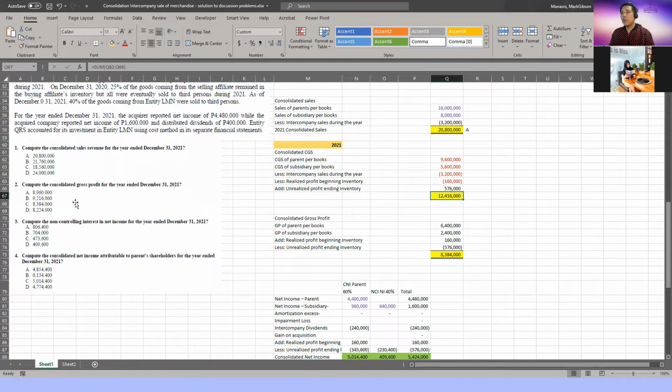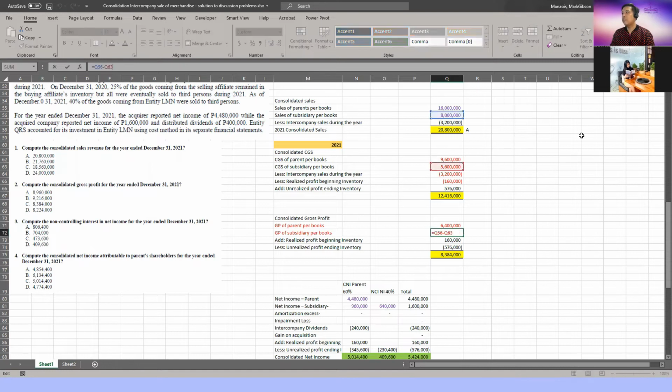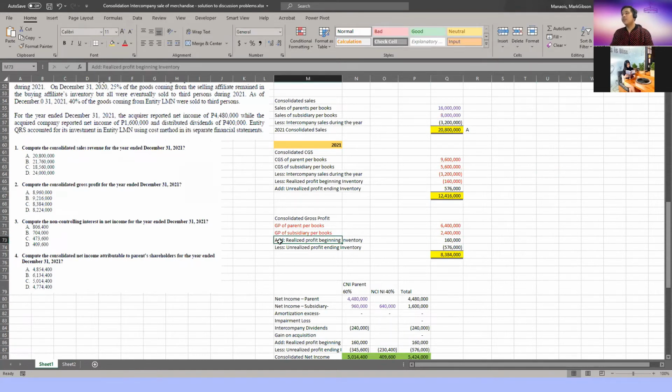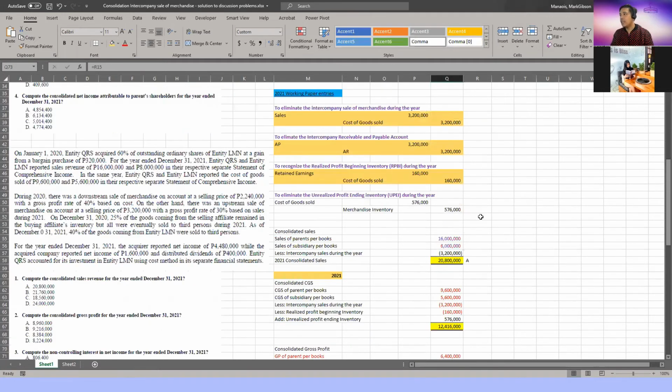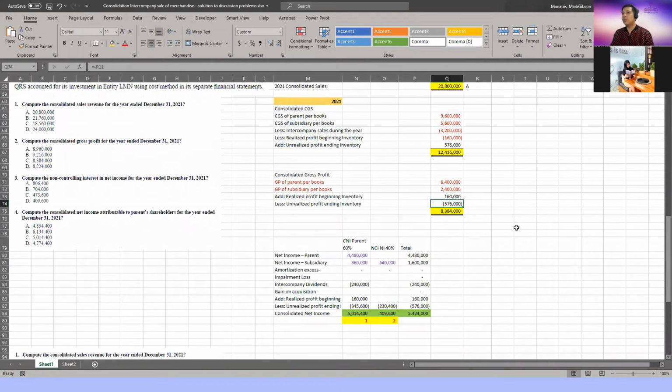Now, requirement number 2 has something to do with the consolidated gross profit. Of course, we have to calculate it. Sales, 16 million less 9.6, so that's 6.4 million for the parent. Again, still basic accounting. Subsidiary per books, that's 2.4 million. How did we get that? That's 8 million less 5.6 million. Add realized profit in beginning inventory, that's 160,000, which we computed earlier. Less unrealized profit in ending inventory, 576,000. So total consolidated gross profit would be 8,338,000 pesos, or letter C.